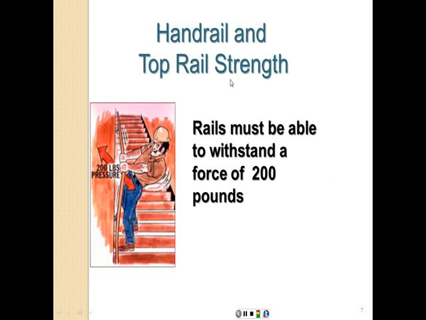The minimum strength required for these handrails or the top rail or the guardrails is going to be to resist a force of 200 pounds. A person leaning on that guardrail or handrail, that handrail should stop that person from falling or stop the handrail itself from breaking. It should resist that force of at least 200 pounds.